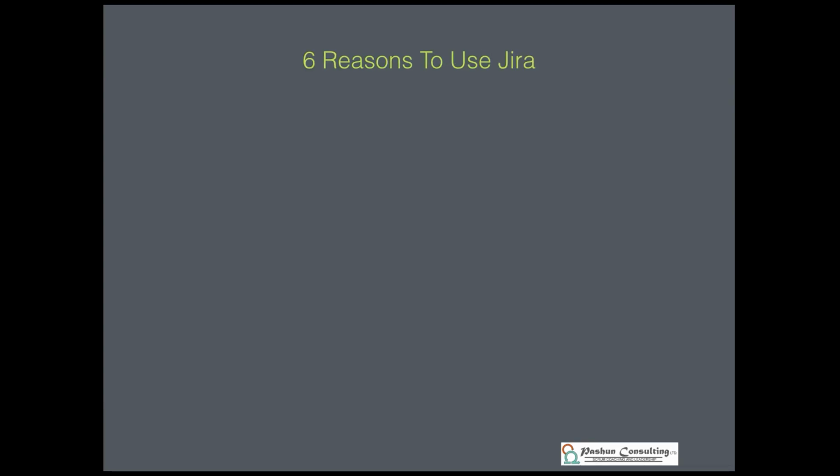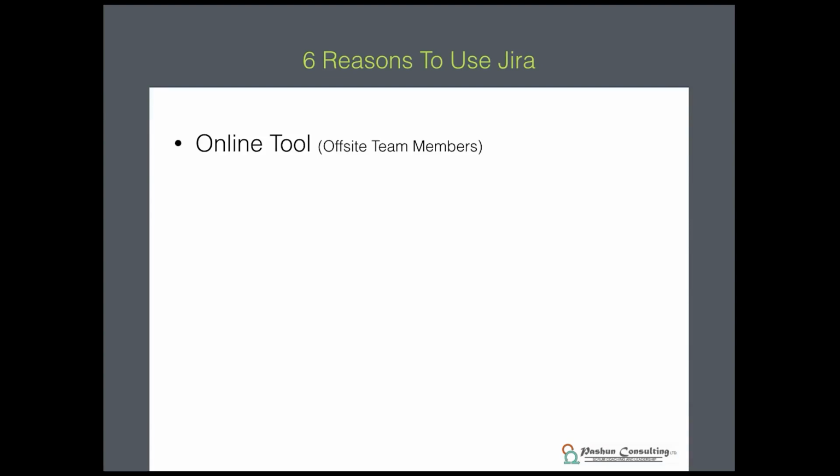Six reasons why I like to use Jira. Jira is an online tool. As a piece of software, it can be accessed online, which means that any team member, no matter where they are, whether they're working from home or not co-located, which is what we like to do in Agile, but sometimes it's not possible, can reach it. Team members can be in different parts of the building or different parts of the world, and as an online tool, it means offsite team members can reach it.